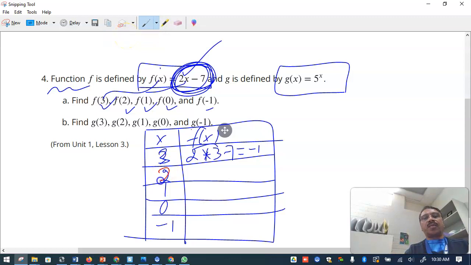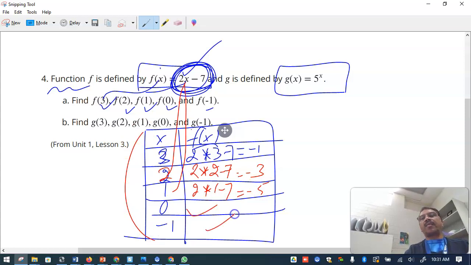Okay. So if this is 2, you just plug in 2 right here. So 2 times 2 -7. So 4 minus 7 is -3. Again, you put 1 now. 2 times 1 -7, and you'll see -5. Likewise, I want you to complete the next one.